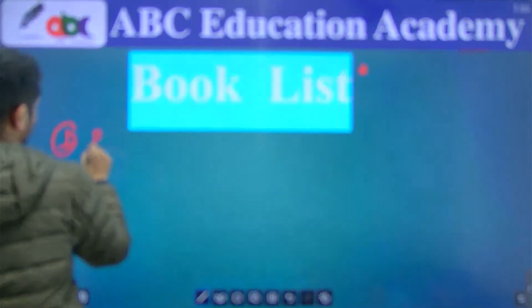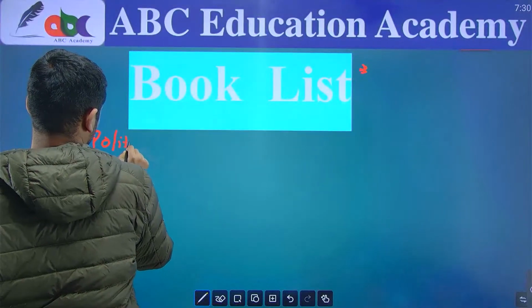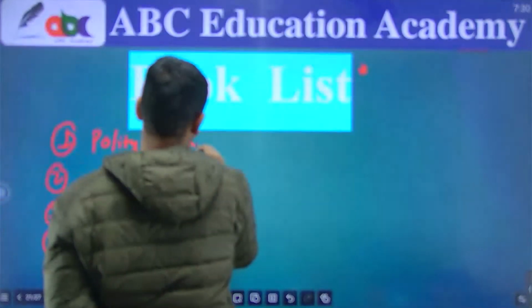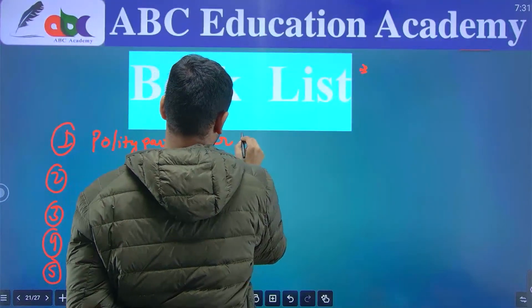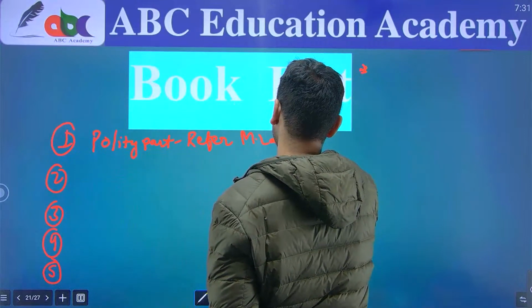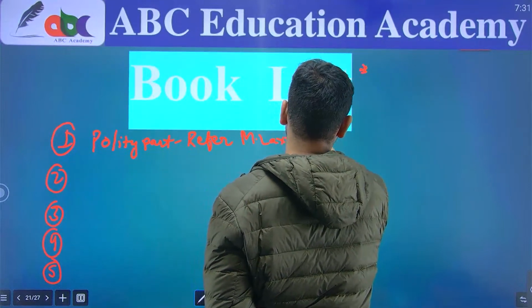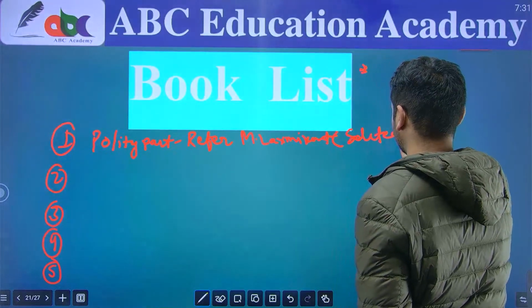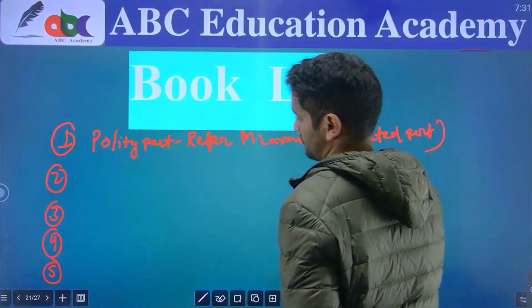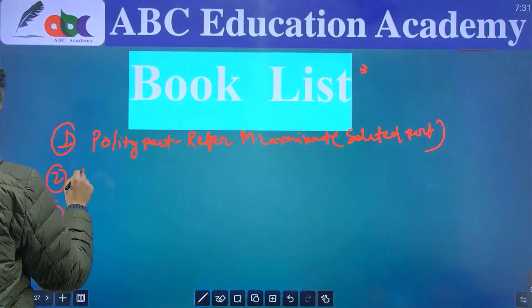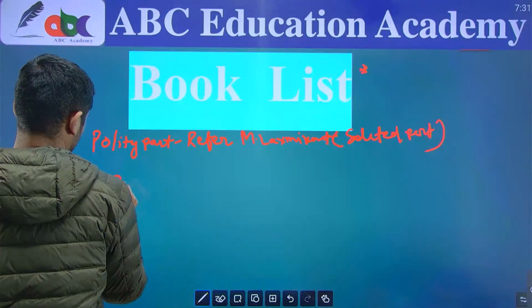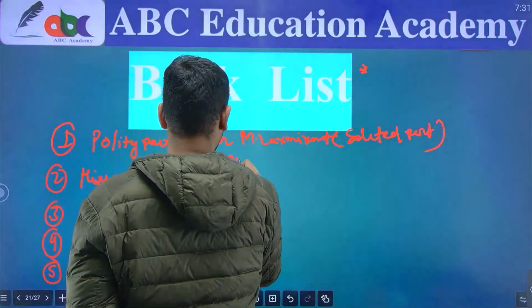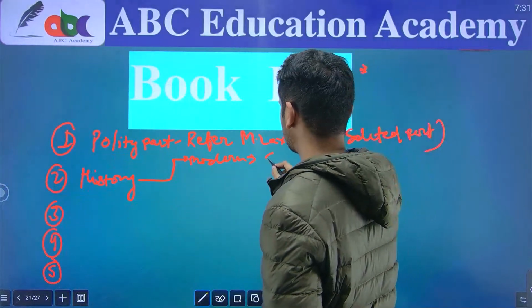For polity part, refer M. Lakshmikant, selected part. For history, modern history, you can go through Spectrum.